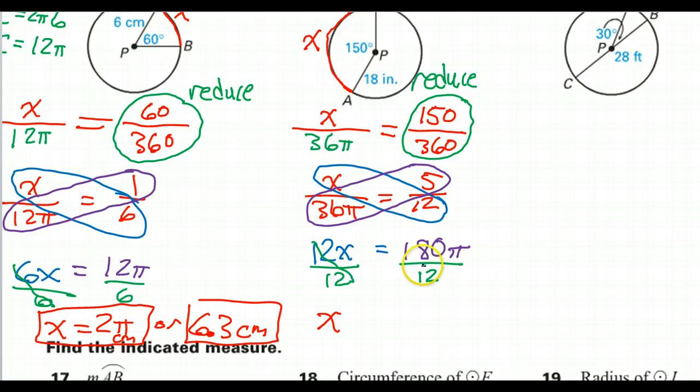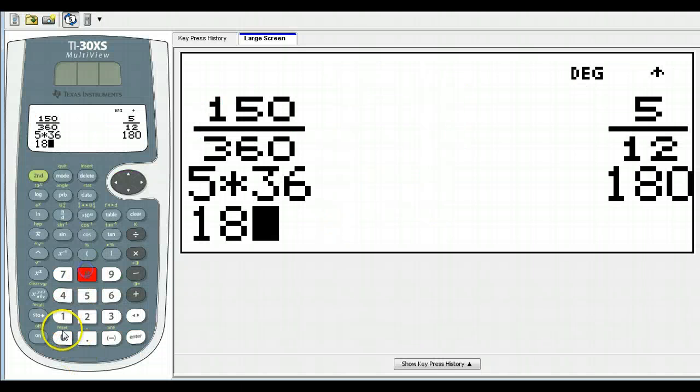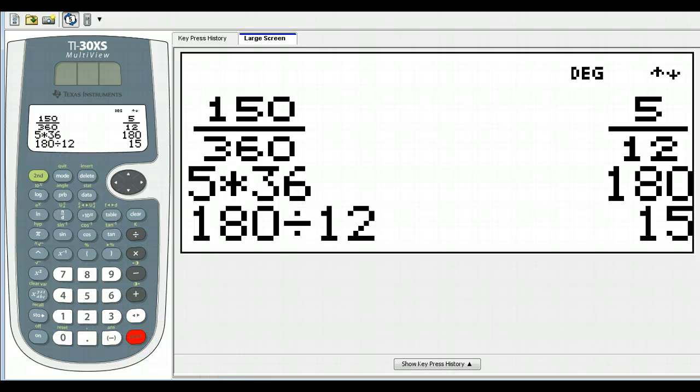Okay, so 180 divided by 12. Curious what that is. That's 15. Well, that's very nice.